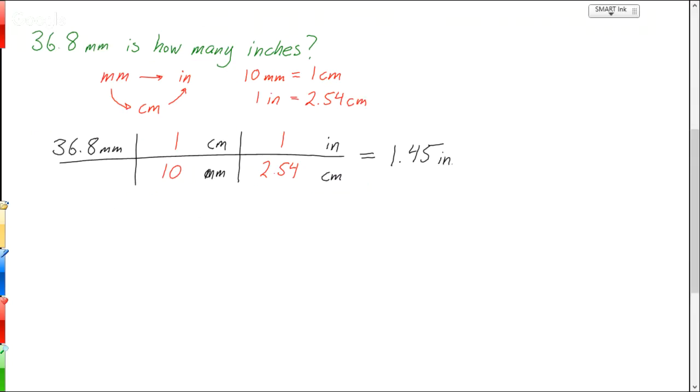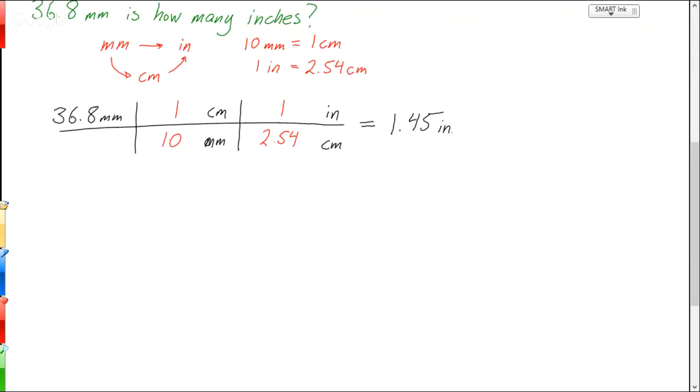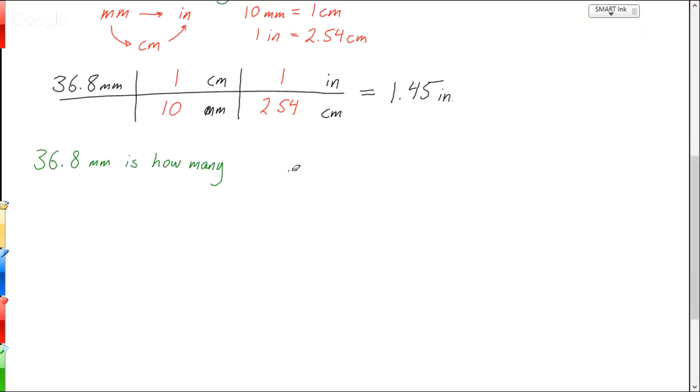Okay, you try one. .8 millimeters is how many yards? Actually, that one's not in here, so I'll have to look that up. Let's not do that then. I don't have that number right away. Let's do meters. .8 millimeters is how many meters? So however you want to do that, do it. You can do it my way, you can do it your way. Whatever works.